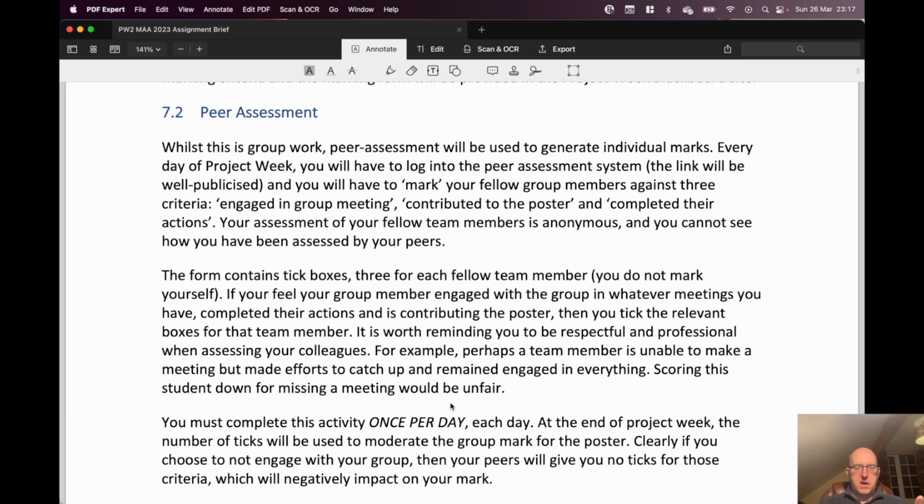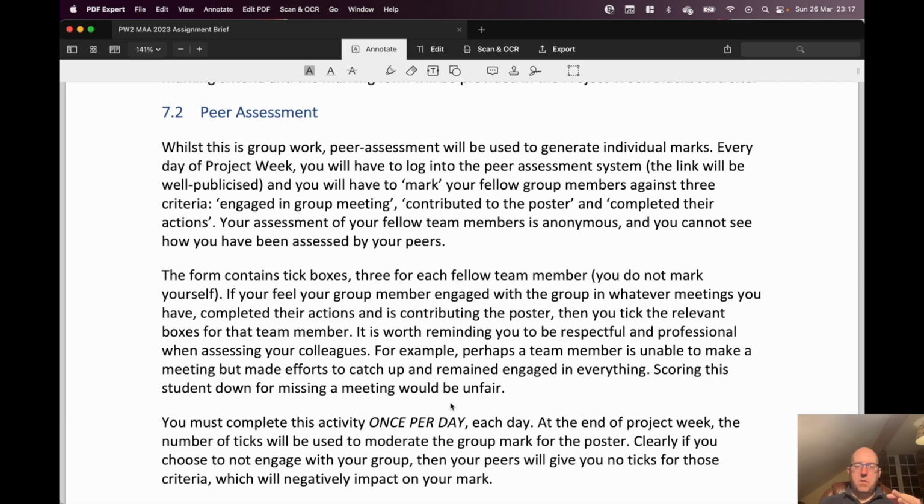So every day of the project week, I mean every day, so Monday, Tuesday, Wednesday, Thursday, and Friday, there's a link on the Blackboard site which you have to click on. And when you click on that link, you log in to the system that we've set up. And in there, it'll recognize who you are, and it'll list your fellow group members. Again, this is why you've got to work in your group.